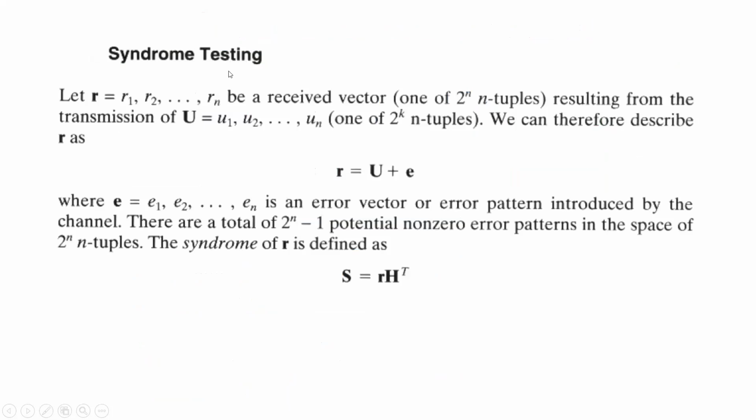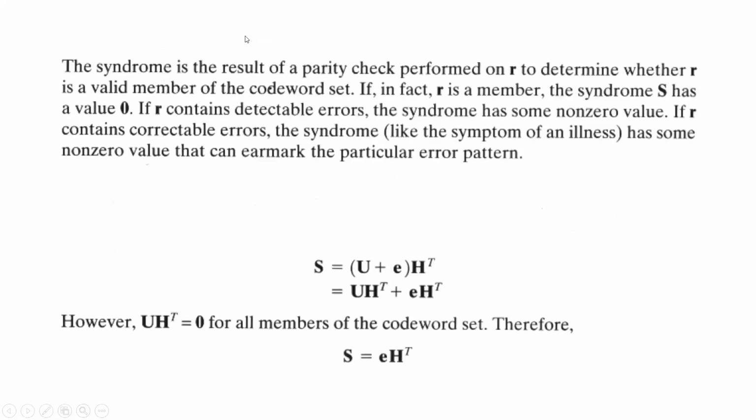So there will be a procedure called syndrome testing. Let R be the received vector resulting from the transmission of U. We can therefore describe R as R equal to U plus E. E is an error pattern or error vector. So the syndrome of R is defined as capital S is equal to RH transpose. I have already explained in the previous slide. The syndrome is the result of the parity check performed on R.